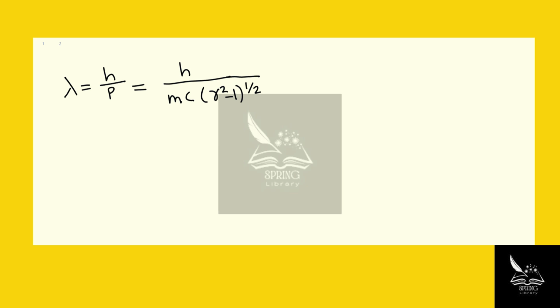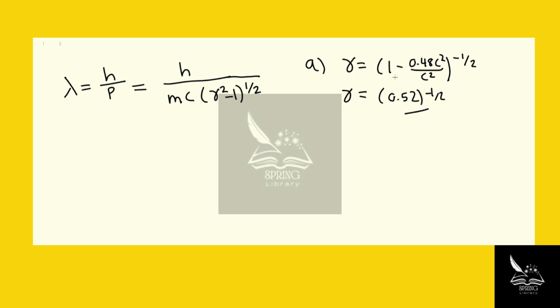So in part A, gamma is simply 1 minus 0.48 c squared over c squared, all to negative 1/2, which gives us 0.52 to the negative 1/2. And we can just simply plug in that number.